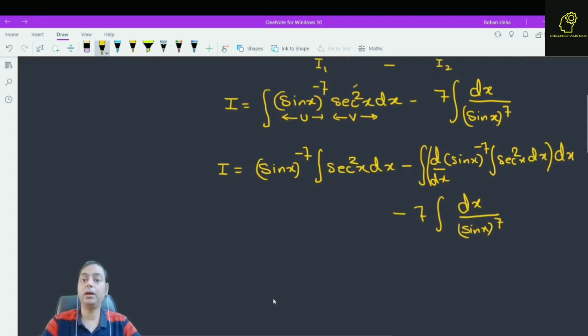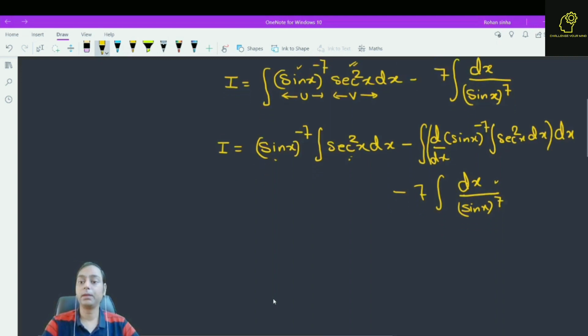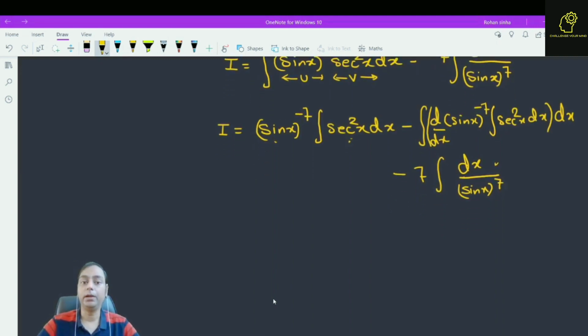So what we have done in this step, simply apply the integration by parts rule. This sin x raised to minus 7 we have taken as u and sec square x we have taken as v. So it is u into the integral of v dx minus the integral of du by dx into the integral of v dx, whole dx, and this 7 dx upon sin x raised to 7 we have simply written in this form only. I2 we have written simply in this form only.